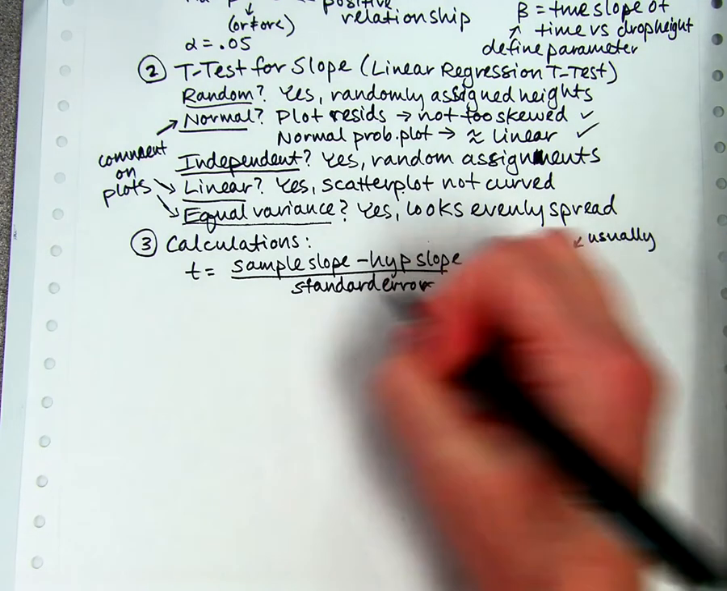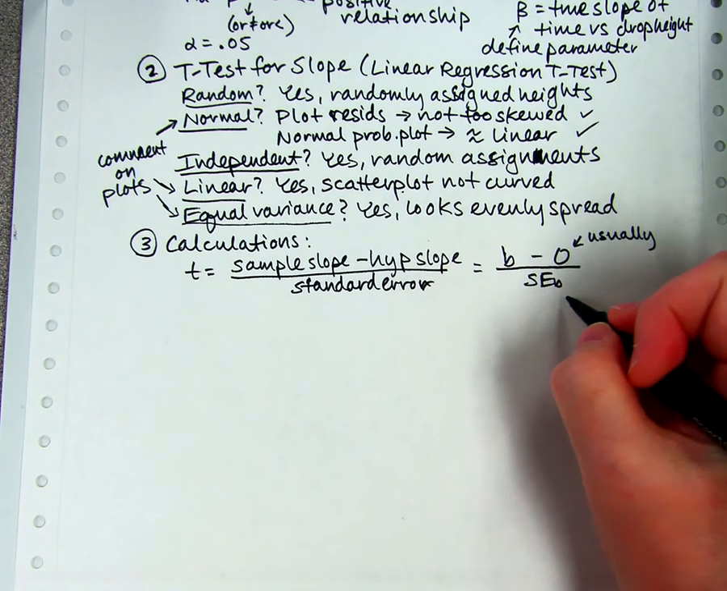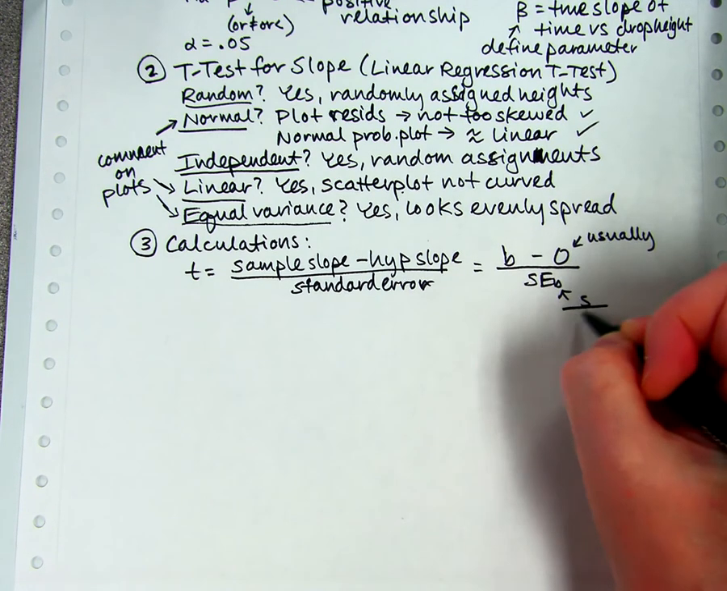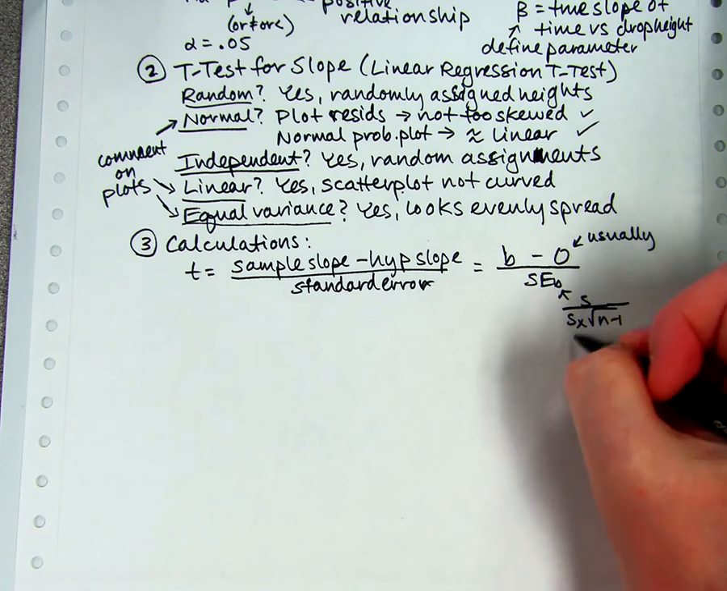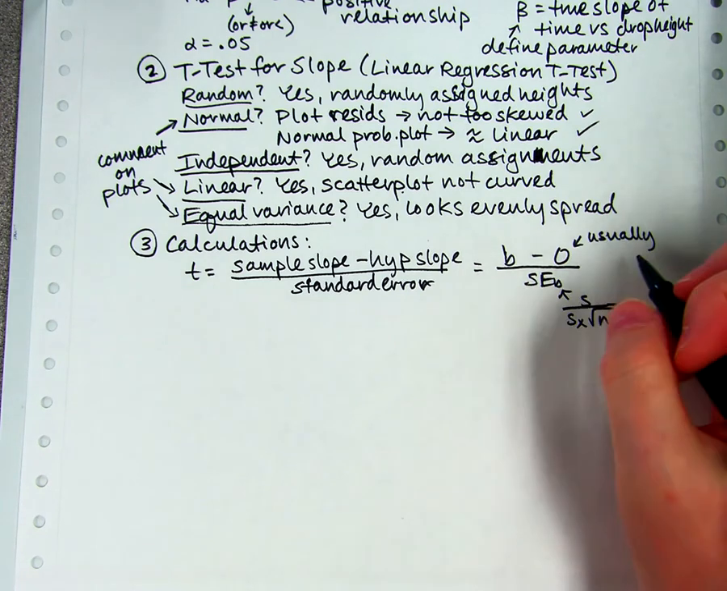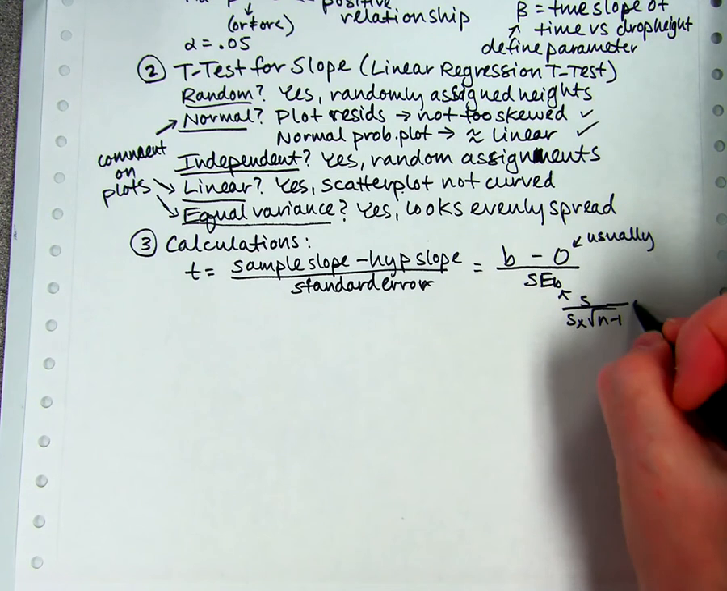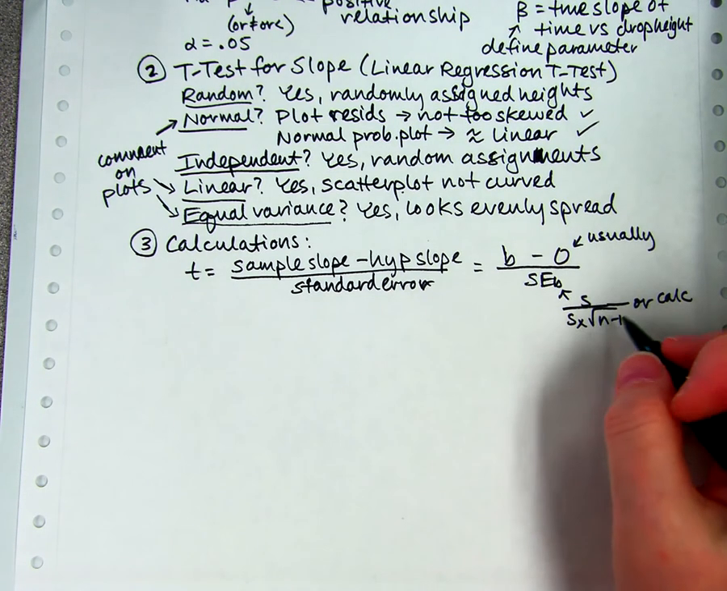On the bottom, standard error is officially called SEB, and we learned the formula for this, but we hardly ever need this formula. I'm just going to say the formula is s over sx square root of n minus 1, and I spent some time talking about why all these pieces make sense. You don't really need to know the formula because the computer output will give it to you, or if you're doing it on the calculator, you could do a little bit of a workaround.